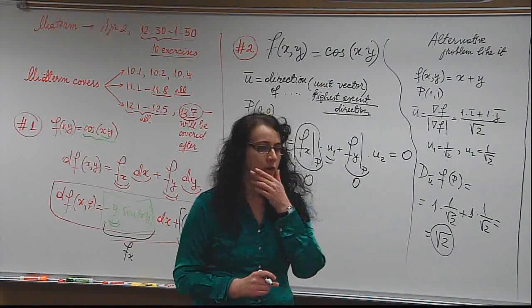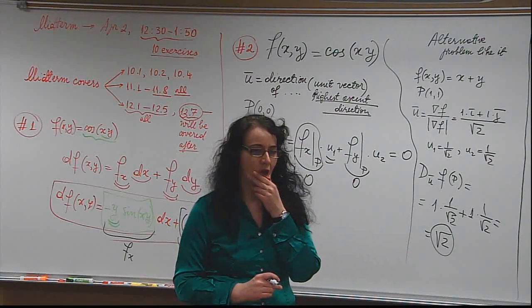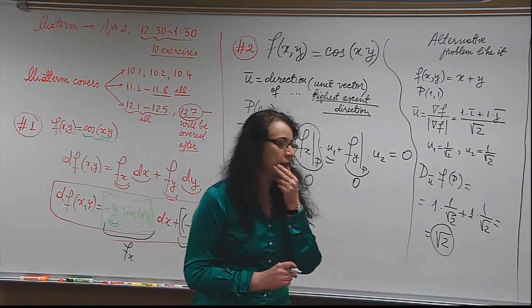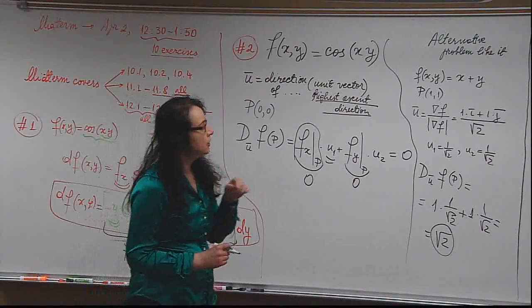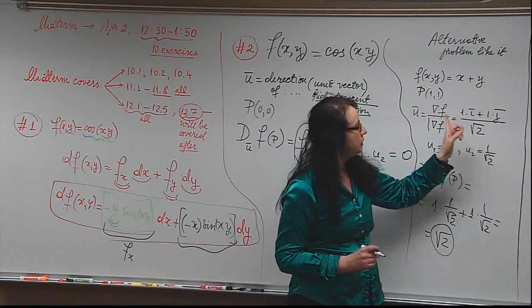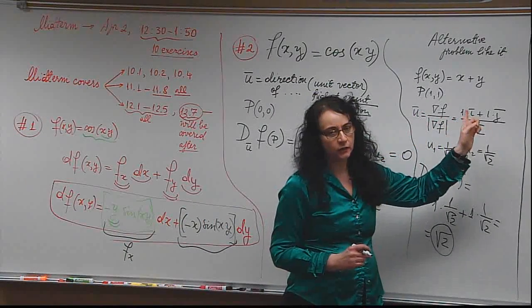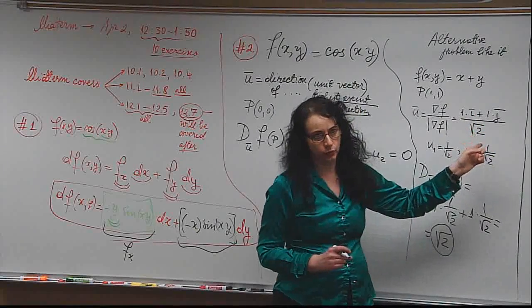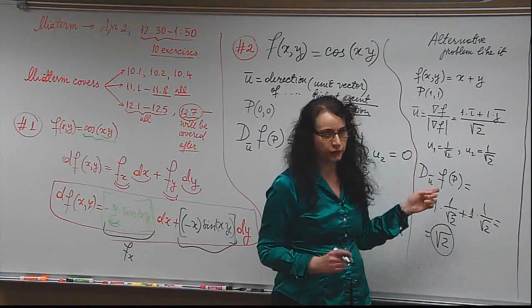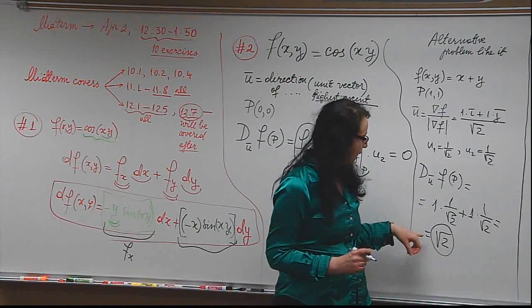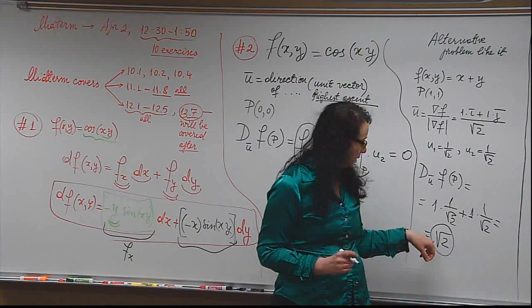All right? Yes, sir? How would that problem change if it was the steepest descent? The steepest descent will happen in the opposite direction of the gradient. So it's going to happen exactly in the direction minus i minus j over root 2. And if you compute the directional derivative in that direction, you're going to have exactly the opposite of that, minus root 2.